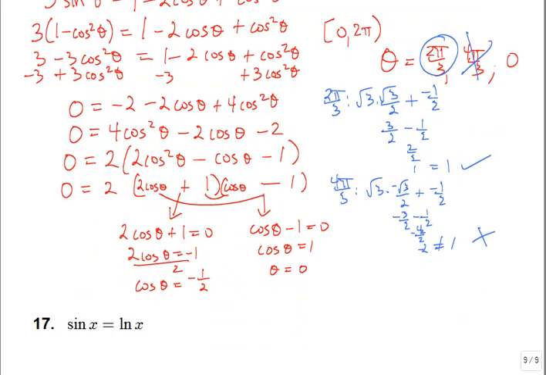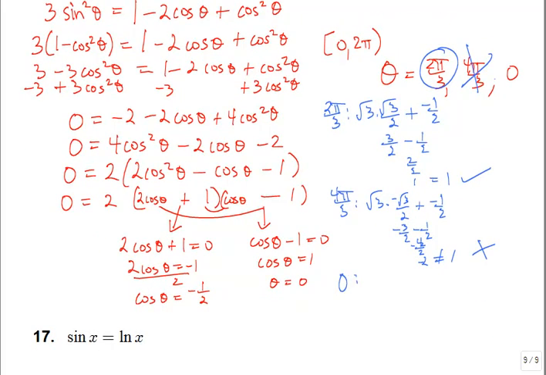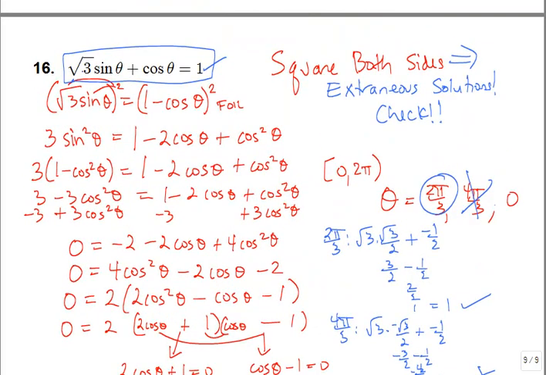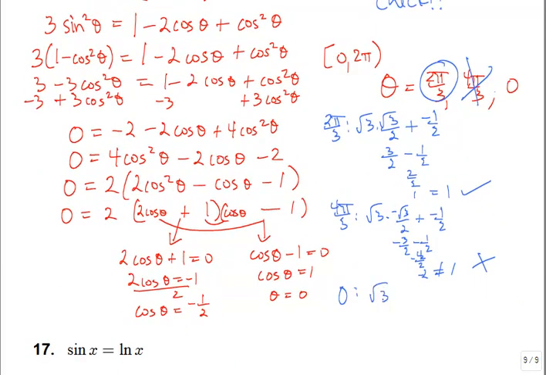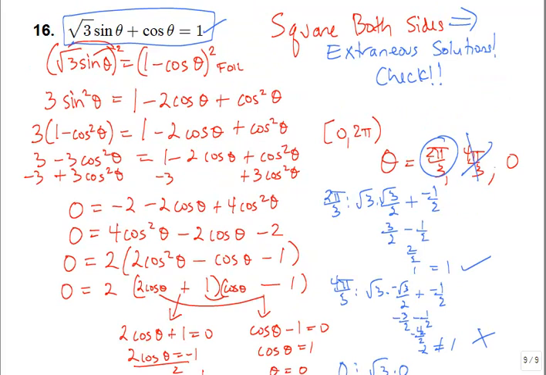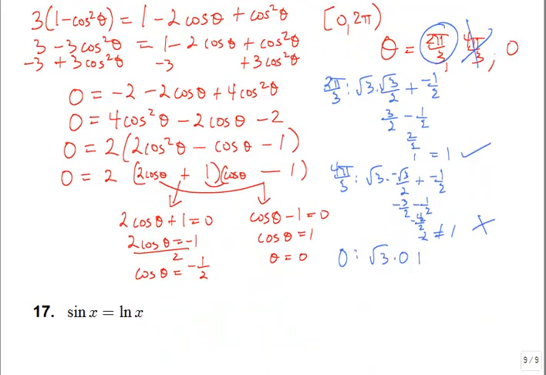Finally, let's try 0. If we plug in 0 into our equation, we're going to get root 3 times the sine of 0, and the sine of 0 is still 0. And then we want to add to that the cosine of 0, and the cosine of 0 is 1. So this goes to 0, and we get just 1 equals 1, and that's what we wanted. So this is also a valid solution.